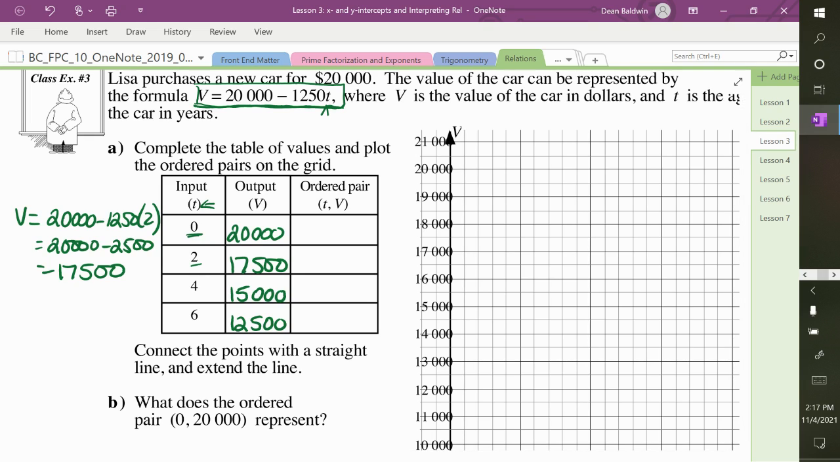You have it? What's 4? If you put 4 in, what do you get? 15,000. And if you put 6 in, you should get 12,500.